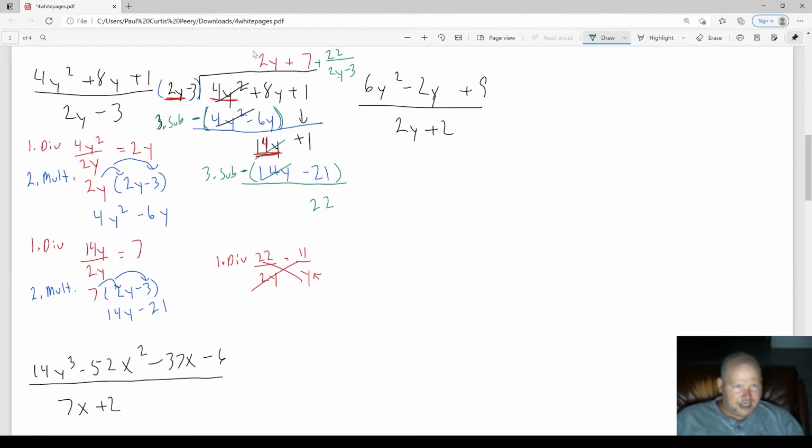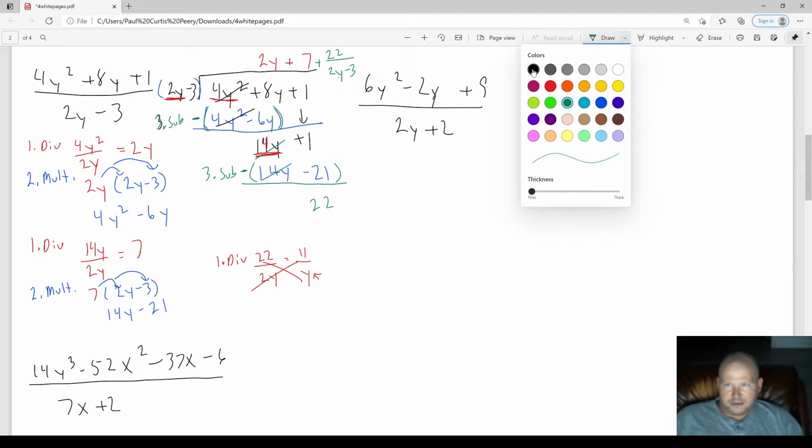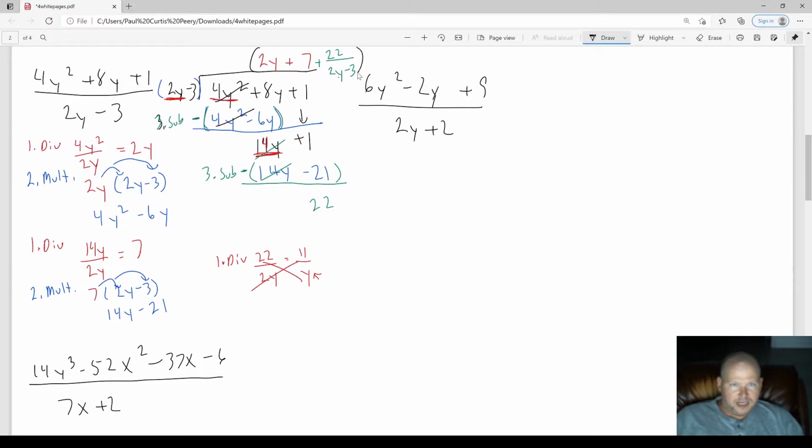So you could take this entire answer at the top, right? And if you multiply that by this divisor right here, you should get back your original problem, if you did it correctly, right? So again, you do the inverse operation to get back to the original. Okay, so let's see if we want to do the next one.